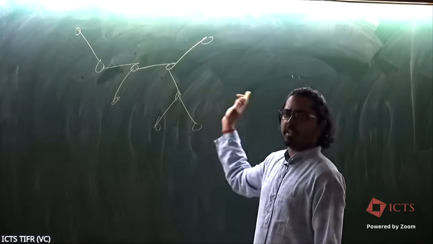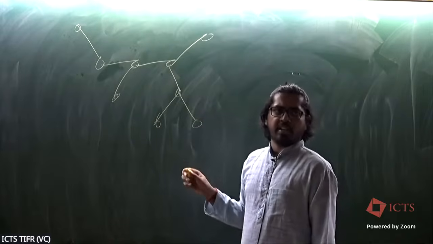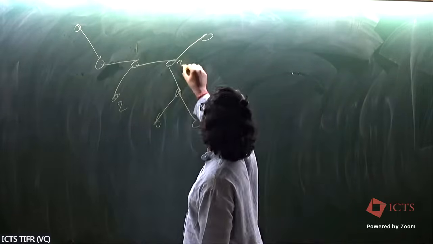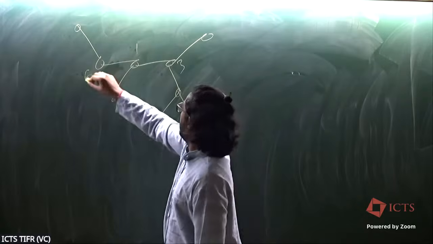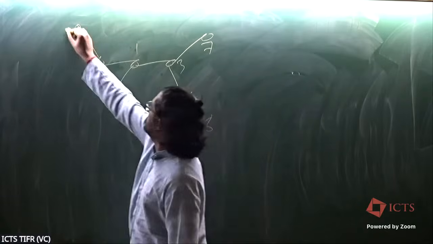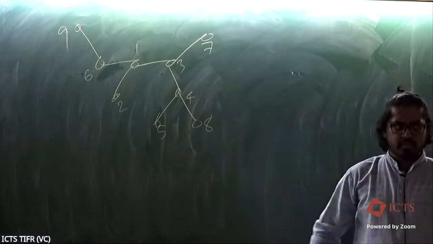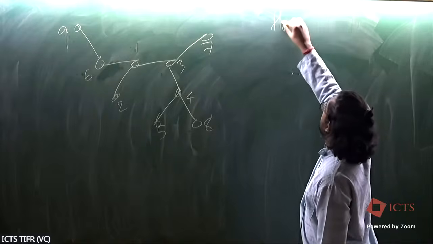So you can label these vertices any way you like. Okay, and that will give you a labeled tree. So let me just do some random labeling. Okay, this is a labeled tree. You could change it up any way you like. That will give you some other labeled tree maybe. Okay, so the question is, how many labeled trees are there on n vertices?